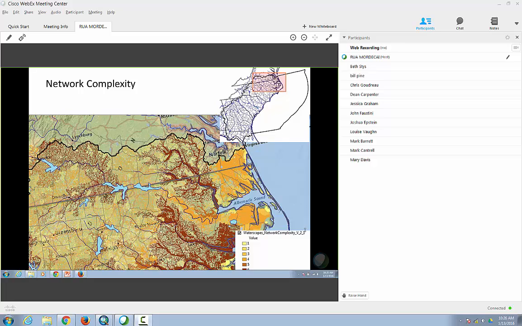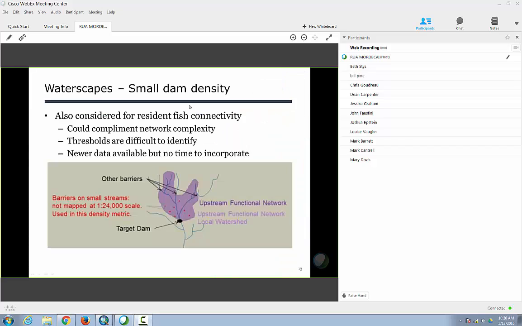All right, awesome. Okay, so on to the next topic here. I'll close that off. One other thing we looked at as a follow-up, we also looked at small dam density as a complement to network complexity, particularly because some of those small dams weren't necessarily accounted for in that measure. A couple of problems we ran into: some of the thresholds of how much is too much was a bit of a challenge to identify. And there were some data issues we ran into, which you can see some of in the results of the testing.